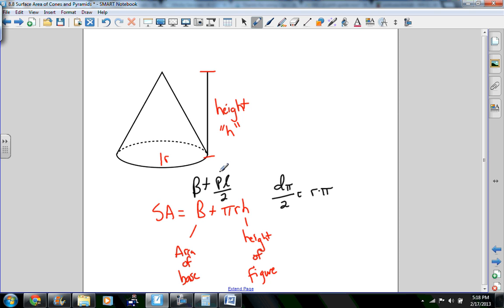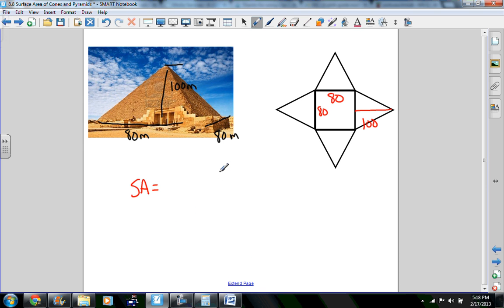Take some practice. So of this figure here, I have the figure here, and I drew the net here. So the idea is we have the area of the base plus 1/2 perimeter times the lateral height. Well, the base is easy. It's just 80 times 80.